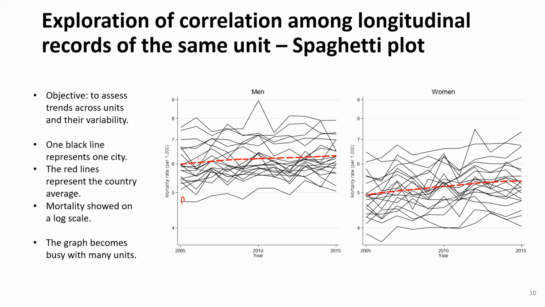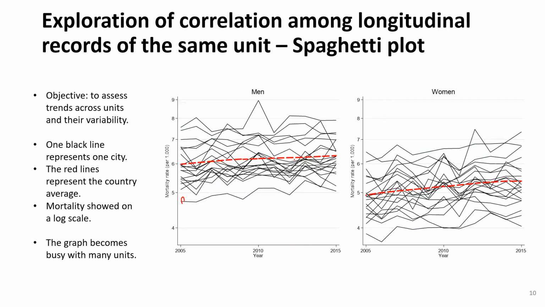But in the middle, there are many spaghettis or many lines, so it's somehow difficult to judge what the trend is in other cities, when they have many cities or many units. But still, we can get some overall idea of what's happening for the mortality over time. And this is the first shot we may do.